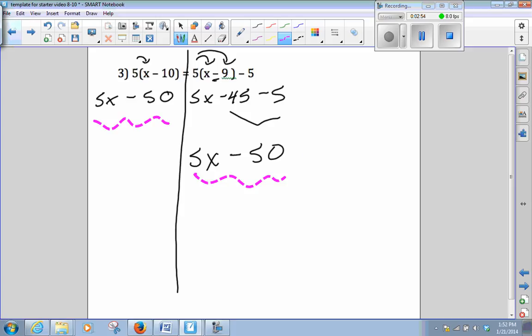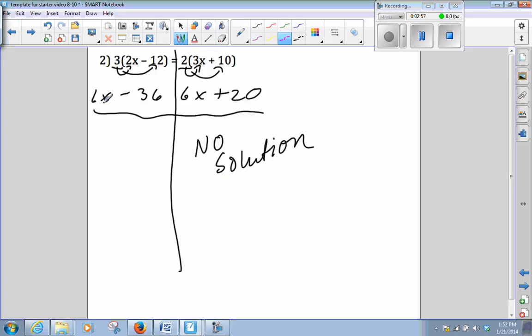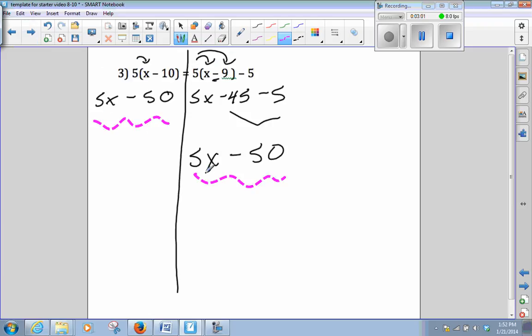So this one is the exact opposite of the previous example, where we had 6 x's and then different numbers on either side. Now we have 5 x's, but we have the same number to go with it. So when that happens, that means that any number on the planet will work. So this one is infinite solutions.